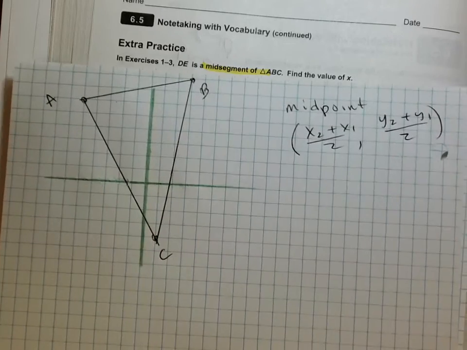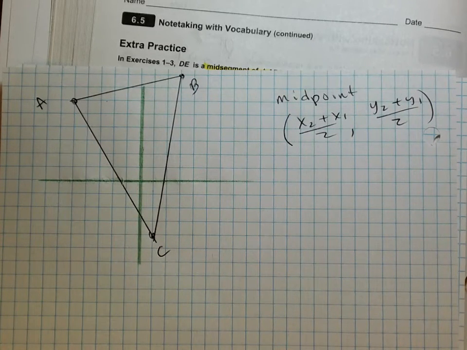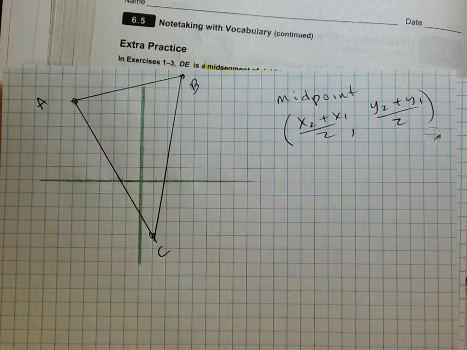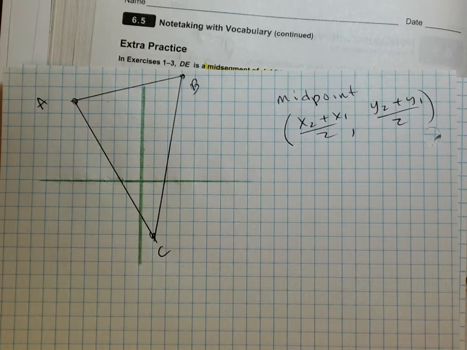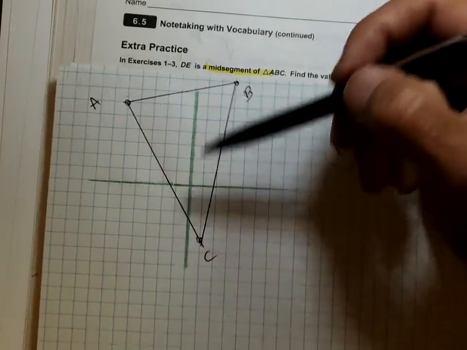But we're going to do this just with common sense. If we count squares on a graph and then go halfway, we'll find the midpoint. Does that make sense? We're going to count squares and then go halfway. So if I want to find the middle of AC, watch me count squares.